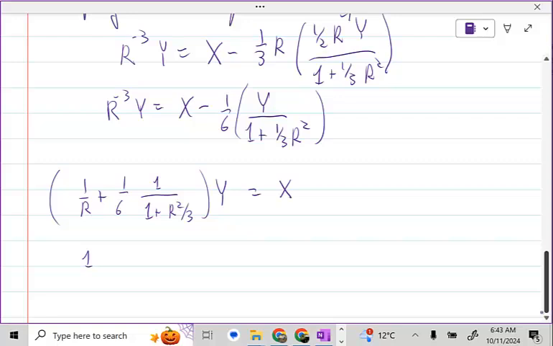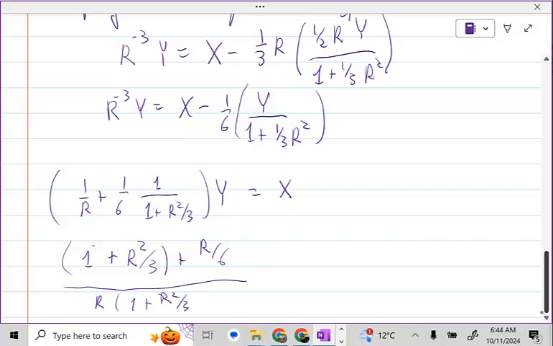All right, here we go. 1 plus, let's see, I can do this, I suppose. How do we do this? 1 plus R squared over 3. Okay, and then it's plus R over 6 divided by R times 1 plus R squared over 3, times Y is equal to X.